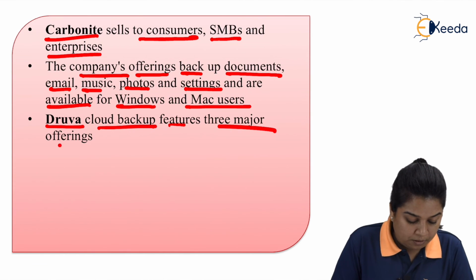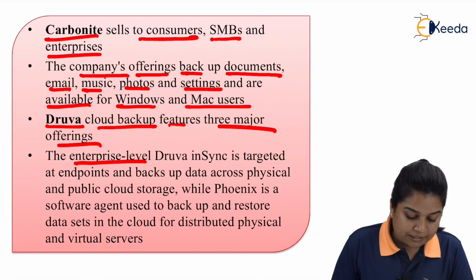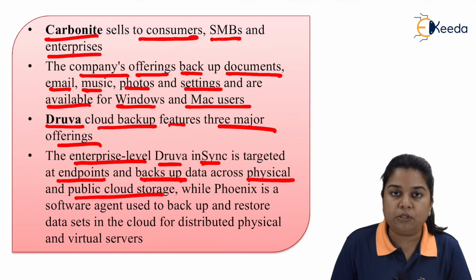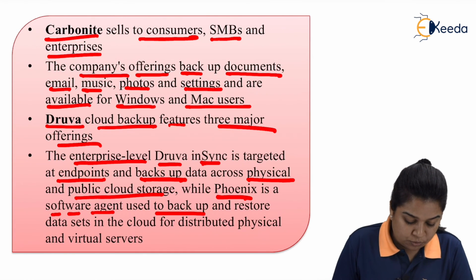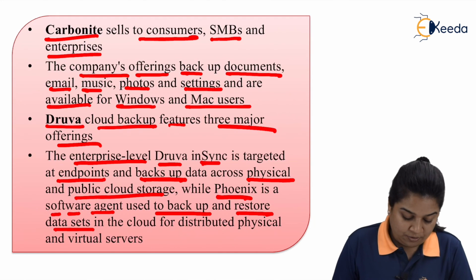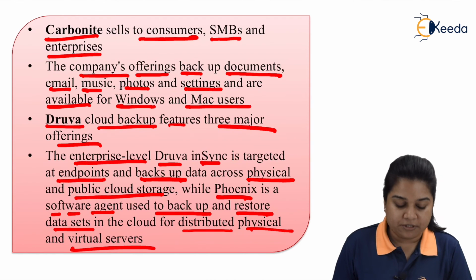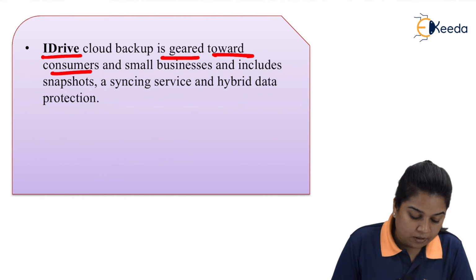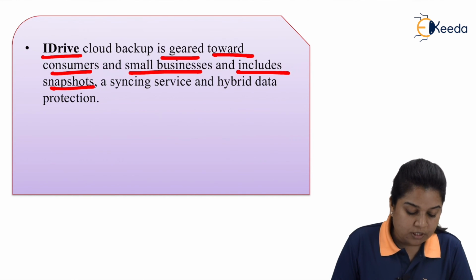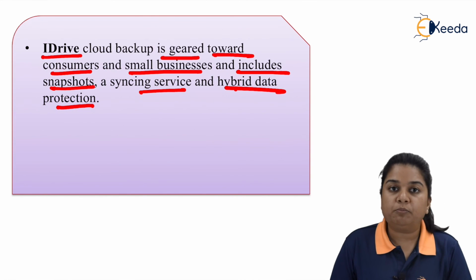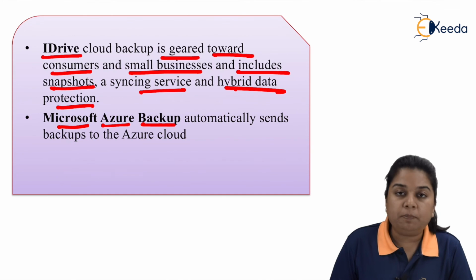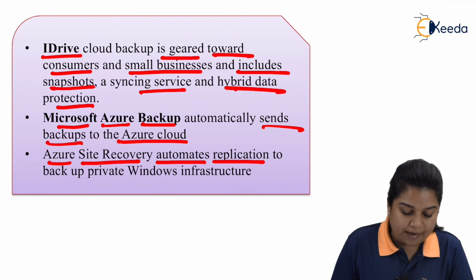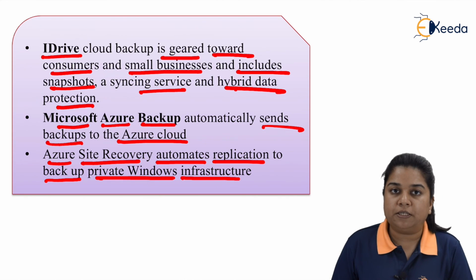Druva Cloud Backup features three major offerings. The enterprise level Druva inSync is targeted at endpoints and backs up data across physical and public cloud storage, while Phoenix is a software agent used to back up and restore data sets in the cloud for distributed physical and virtual servers. iDrive Cloud Backup is geared towards consumers and small businesses and includes snapshots, a syncing service, and hybrid data protection. Microsoft Azure Backup automatically sends backups to the Azure cloud. Azure Site Recovery automates replication to back up private Windows infrastructure.